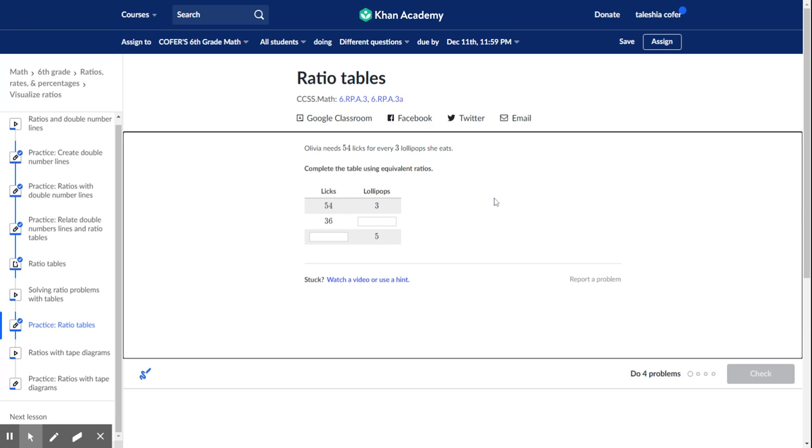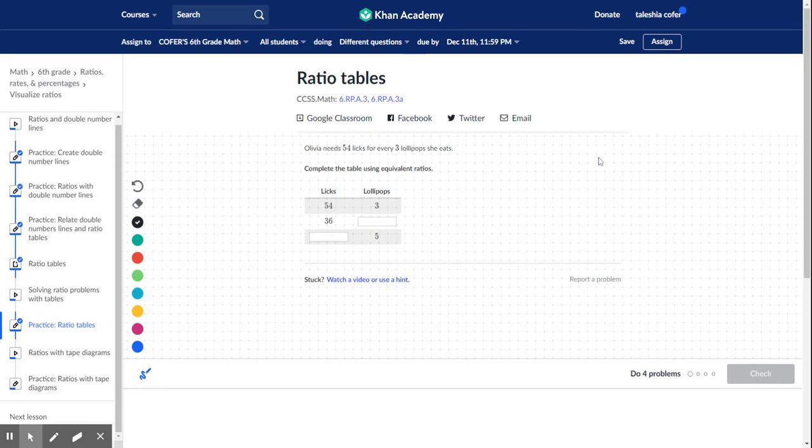Let's do some ratio tables. We want to fill in this table, but in order to do so, we first have to figure out what is the constant of proportionality, or how many licks per lollipop, the unit rate.